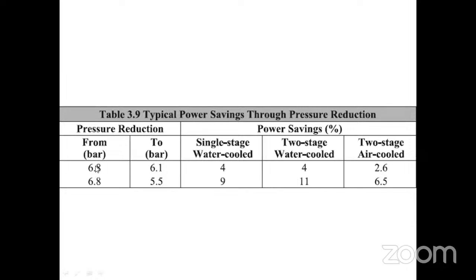In the first case, 6.8, reduced to 6.1 by derating or something. Power savings is now 2.6. Stage 2, 5.5, single stage water cooled 9, two stage water cooled 11, two stage air cooled 6.5. See the power savings.